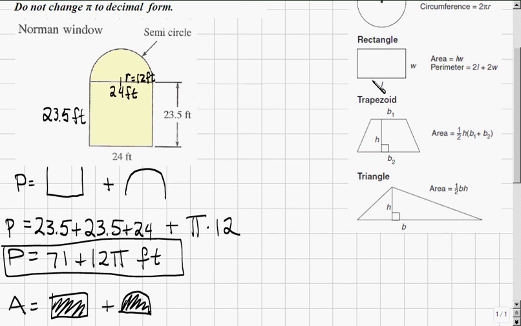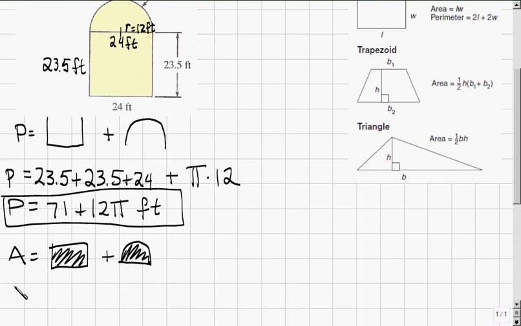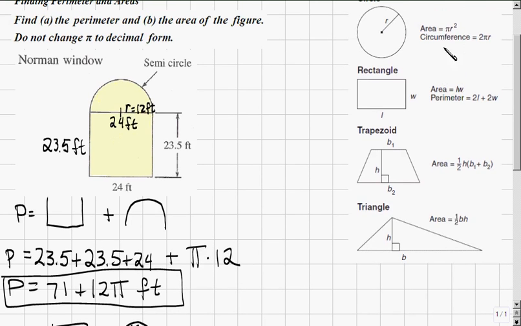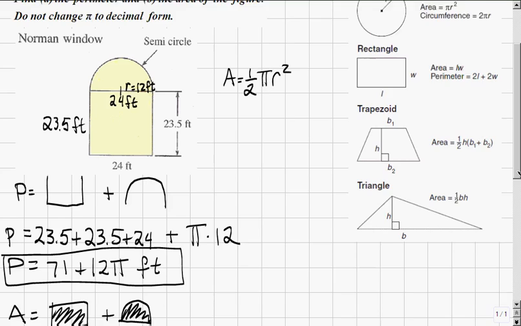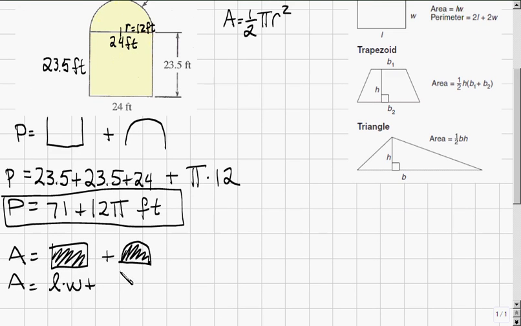length times width, where length and width are the sides of the rectangle. Here's the formula. So the area of this, let's at least write down the formulas. The area will be length times width plus, and the area of a circle is pi times the radius squared. But again, we only need half that circle. So if the formula is normally pi times radius squared, half of that circle will be the formula 1/2 pi times radius squared. So we'll write here for our formula 1/2 pi times the radius squared.